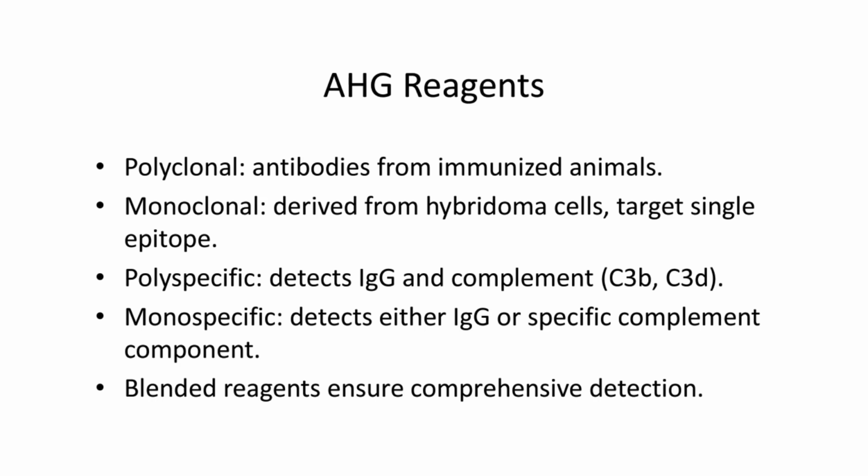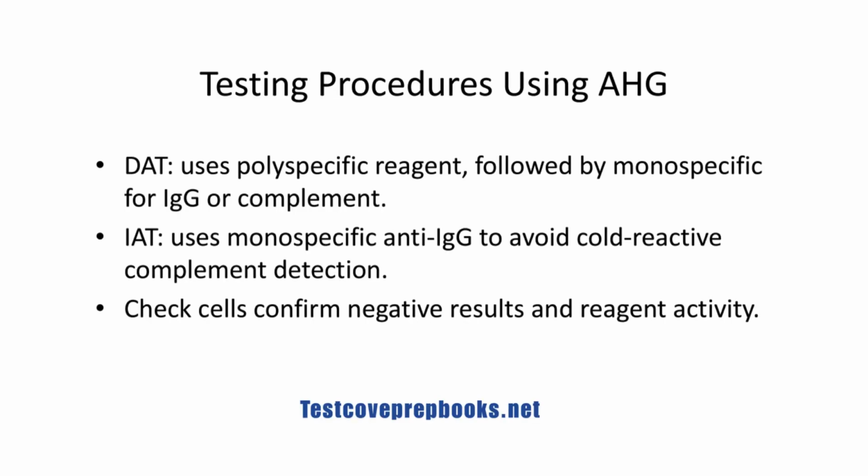Polyspecific reagents contain a mixture of antibodies against IgG and complement components, typically C3b and C3d. Monospecific reagents are designed to detect either IgG or a specific complement component, such as C3b or C3d. In some cases, polyspecific and monospecific reagents may be blended to ensure comprehensive detection of all relevant immune markers. Testing procedures.